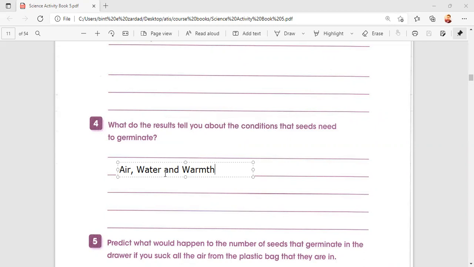If any one factor is missing, the seed cannot germinate, or fewer seeds germinate. Seeds don't need light for germination. Only three requirements. What do the results tell you about the conditions that seeds need to germinate? That seeds need a warm place, air, and water, or you can say moisture. But seeds do not need sunlight for germination. Only three factors for seed germination.